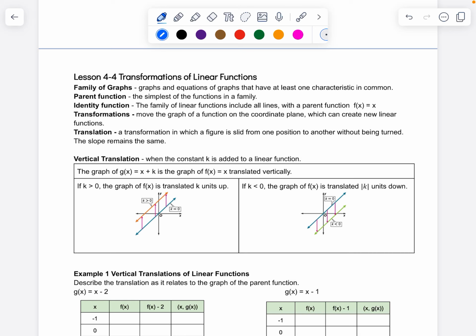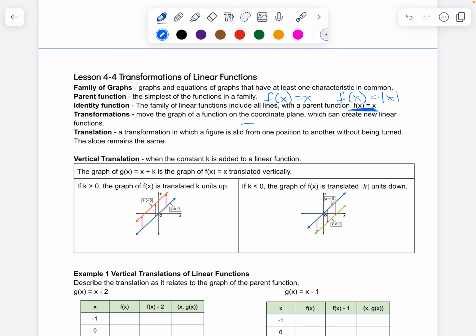So we're going to be talking about linear transformations. Families of graphs have at least one characteristic in common: parent functions. This one is what we're doing right now. It's going to be this. If we were talking about absolute value, which we're doing later in this chapter, it would be like this. The identity function is that one right there.